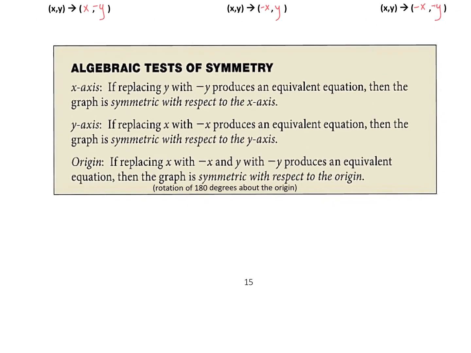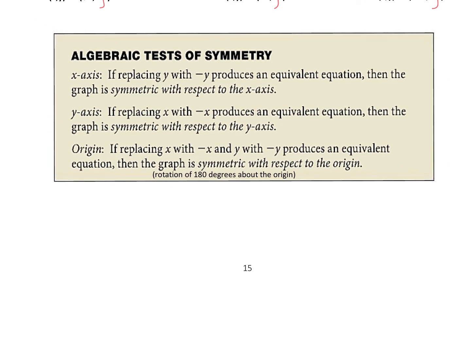So we have some algebraic tests of symmetry. If we want to find out if a function has x-axis symmetry, then we're going to replace our y with a minus y. If we get an equivalent equation, then we have x-axis symmetry. So to find x-axis symmetry, we replace y with a minus y, and it should be unchanged. Similarly, to find y-axis symmetry, we replace x with a negative x, and if we get an equivalent equation, then it has y-axis symmetry.